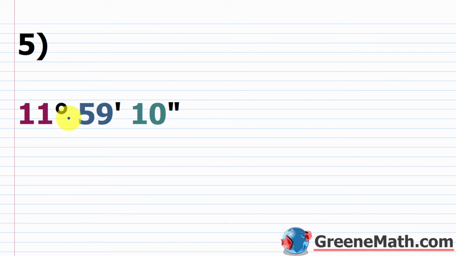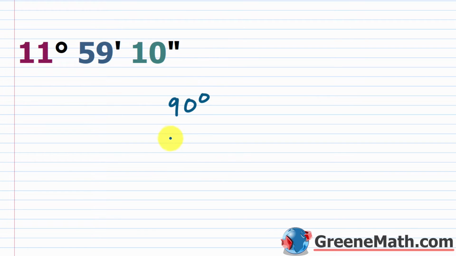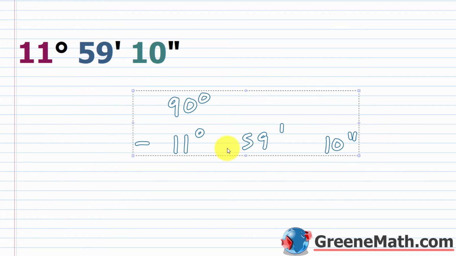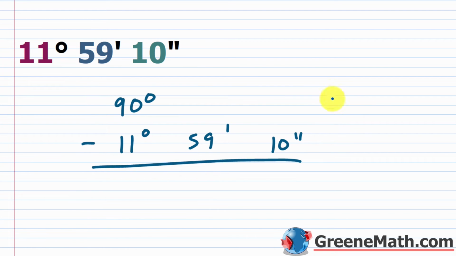And once again, we say that two complementary angles are positive angles such that the sum is 90 degrees, or when you sum them, you get a right angle. So to set this up, I'm just going to say we have 90 degrees, and then we're going to subtract away the 11 degrees, 59 minutes, 10 seconds. Let me slide this over a little bit so I can fit everything. Let me put my bar here, and then I'll put that 1 degree is equal to 60 minutes, and then I'll put that 1 minute is equal to 60 seconds.